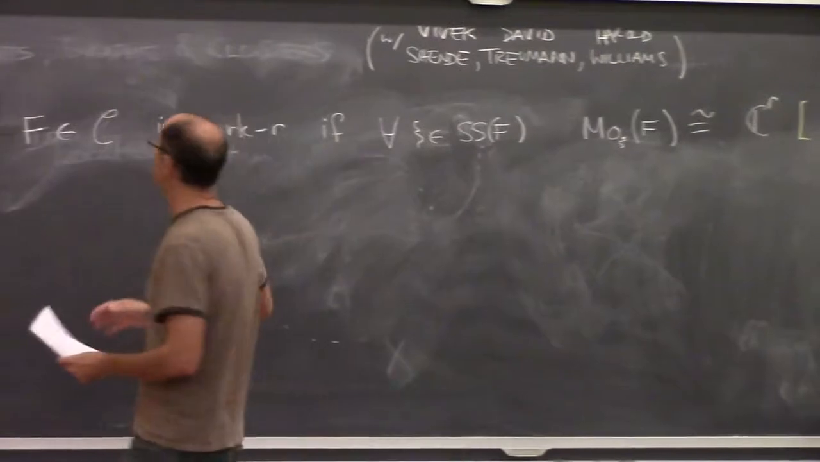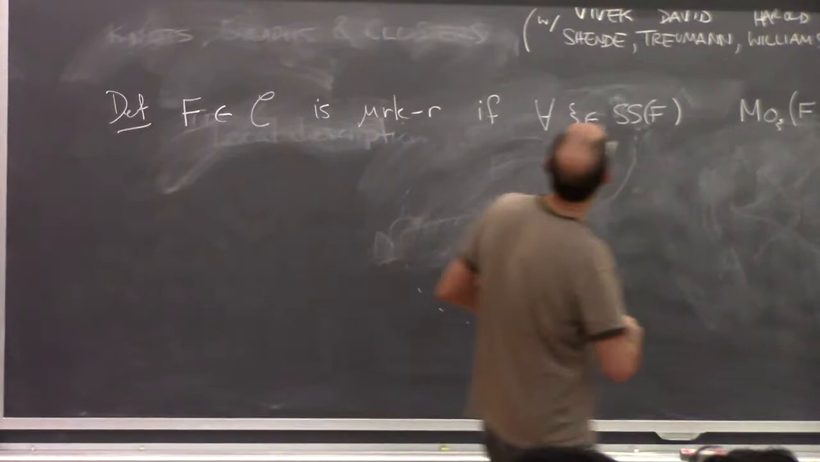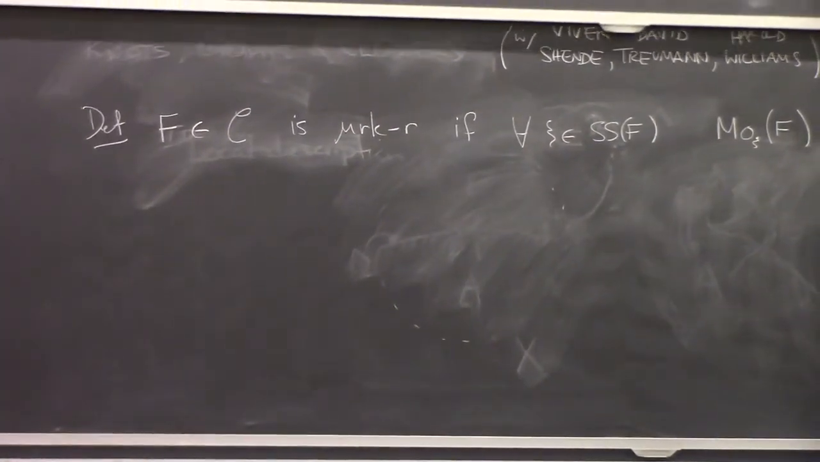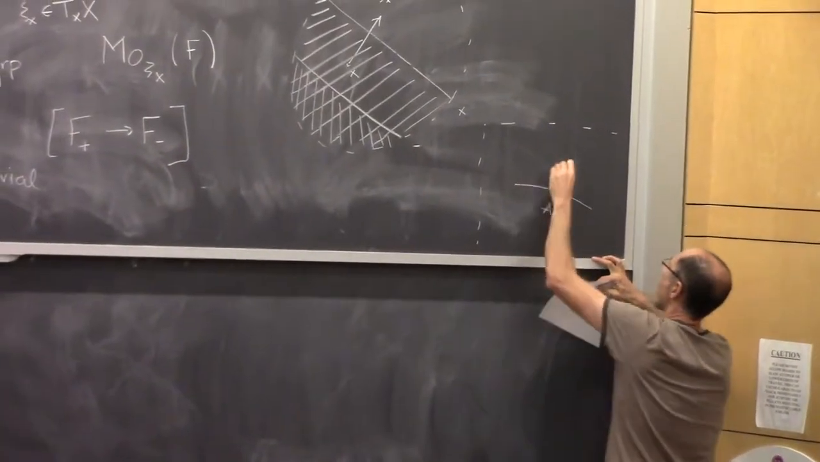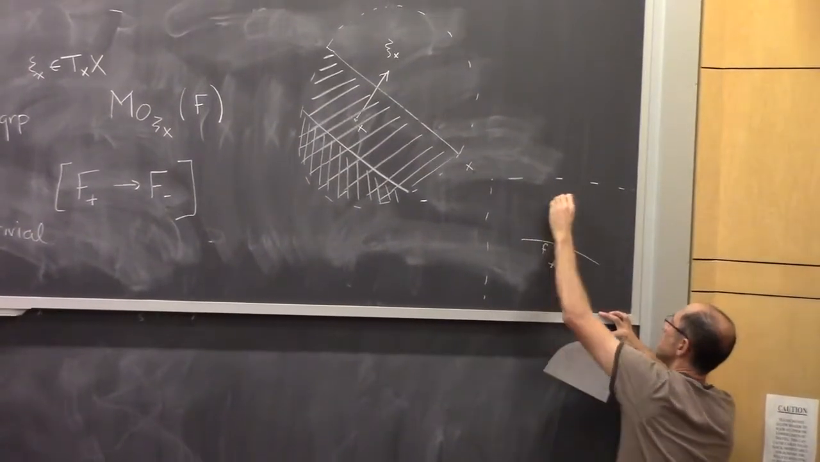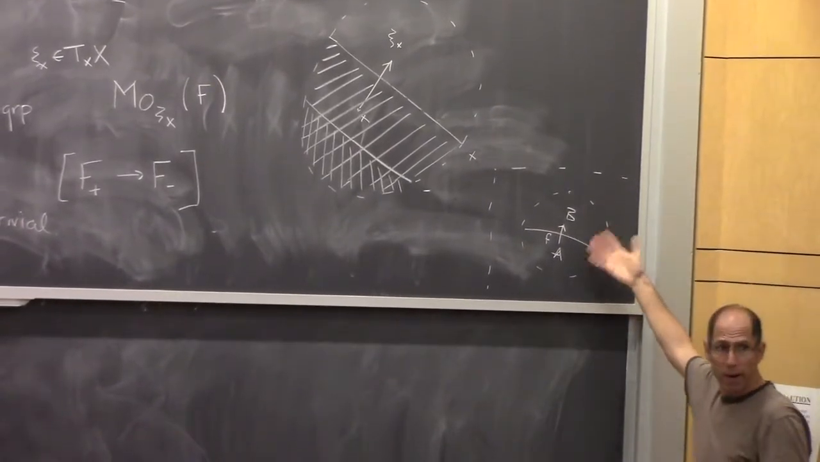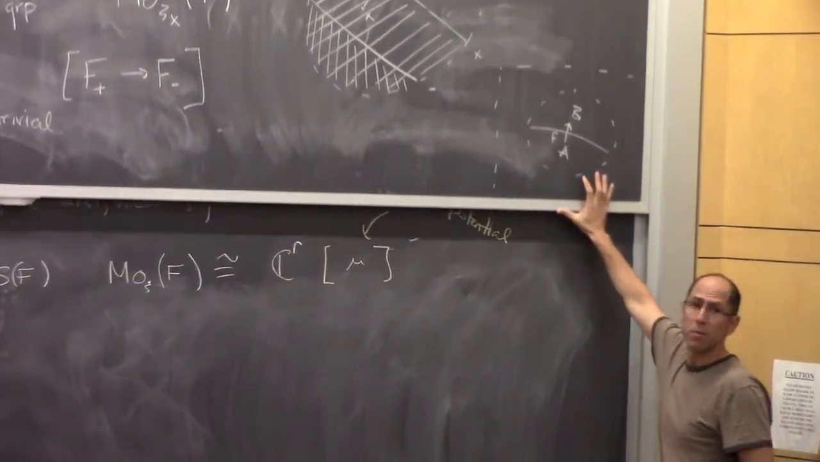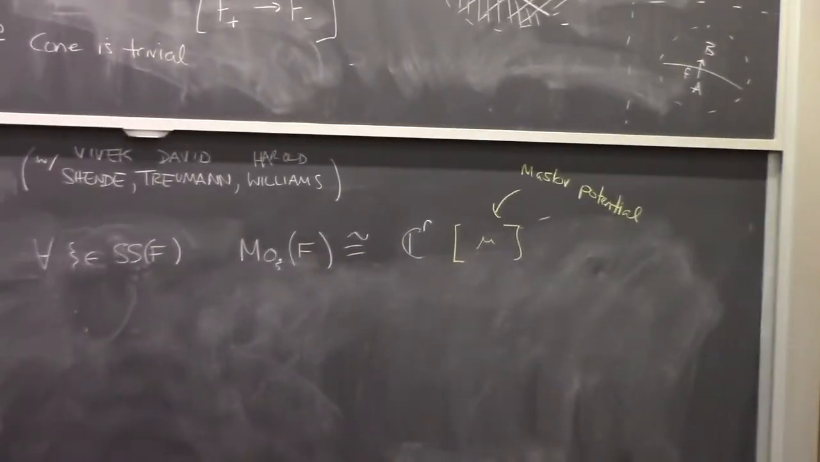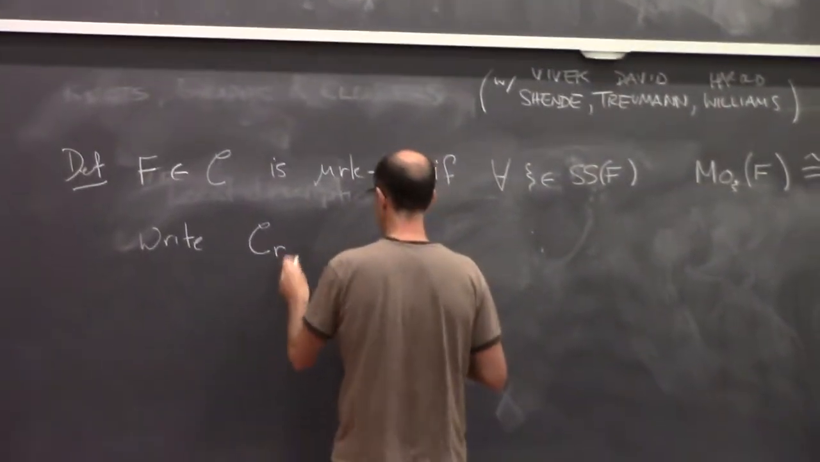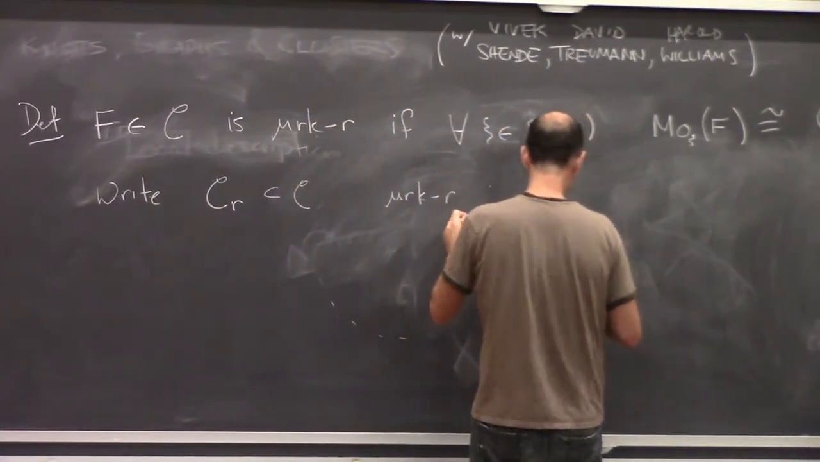So there's a notion of rank of these, or micro-local rank. It's not the rank of the sheaf. There's a little picture of what the category looks like. It's not the rank of A or the rank of B, it's the difference of those ranks. It has to be R. And we write C_R for the full subcategory of micro-local rank R objects.